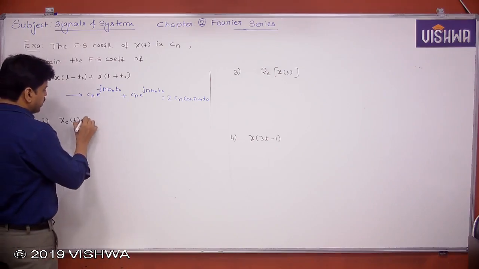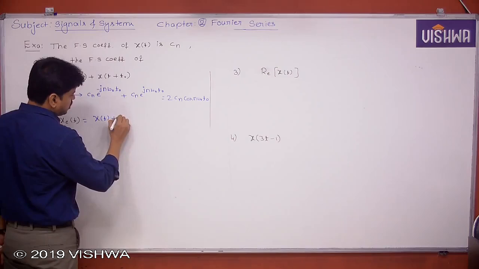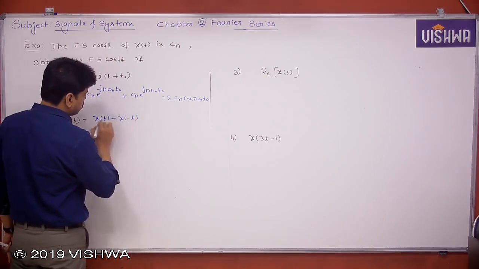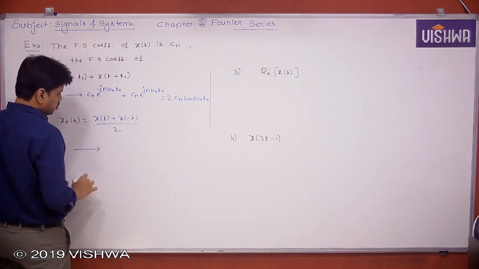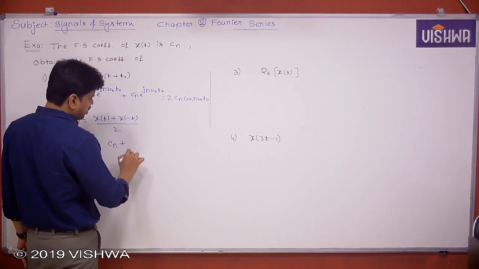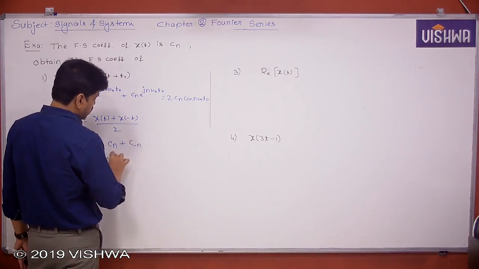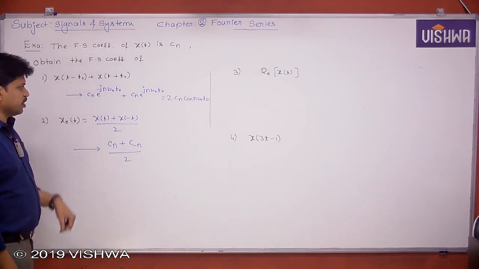Now coming to x even part of t. Usually we can write x even part of t as x of t plus x of minus t by 2. For this we need to know the Fourier series coefficient. x of t has Cn as the Fourier series coefficient and x of minus t has C minus n, divided by 2. So this is the Fourier series coefficient for the even part.